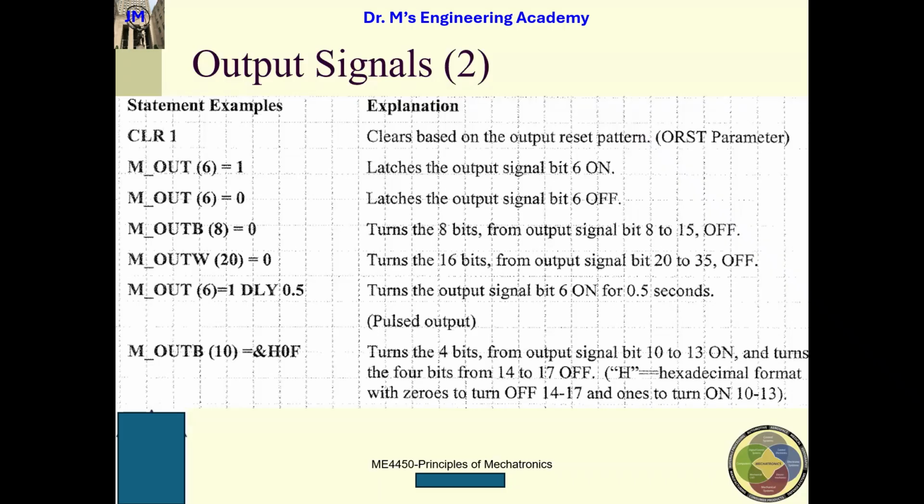And output 6 means let this bit equal 1. Bit 6 is 1 at the same time, and then delay for 0.5 seconds. And so this is the logic. This end is a logic AND. So here H means hexadecimal format. So 0 means 0000, F means 1111. Questions regarding this slide?